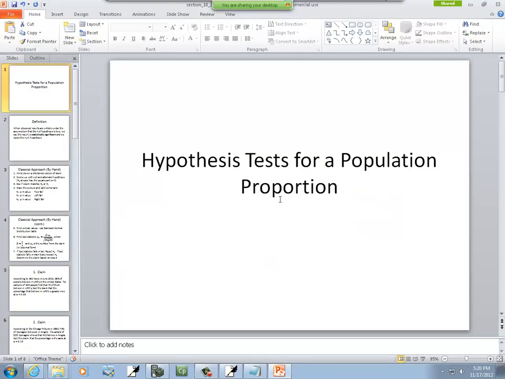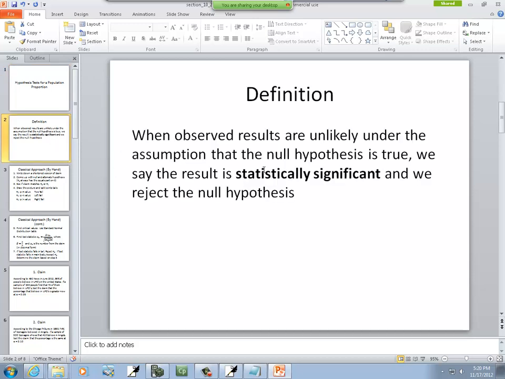Let's take a look at a hypothesis test for population proportion, and we'll do the classical approach by hand. When observed results are unlikely under the assumption that the null hypothesis is true, we say the result is statistically significant and we reject the null hypothesis.